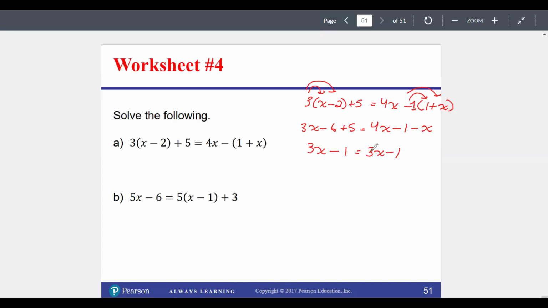So that should be more than enough. We see that both sides are equal, but let's say we just keep going. Add the 1, 3x is equal to 3x. So we subtract 3x because we're trying to isolate those x's to one side, and we get 0 equals 0. That means that A has infinite solutions. Or we can say the solution is all real numbers.